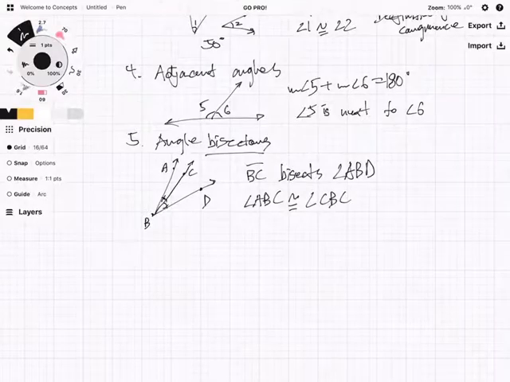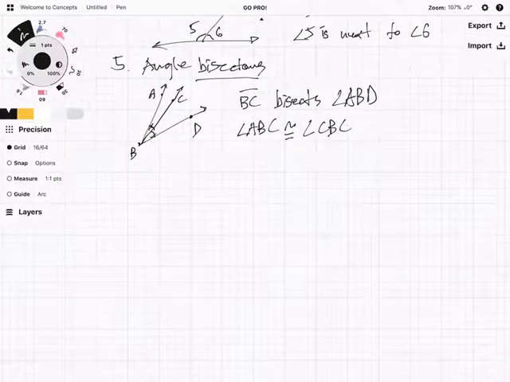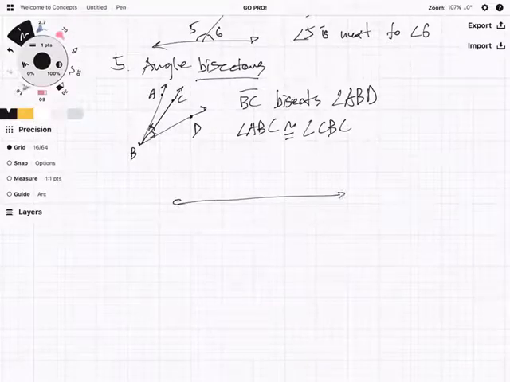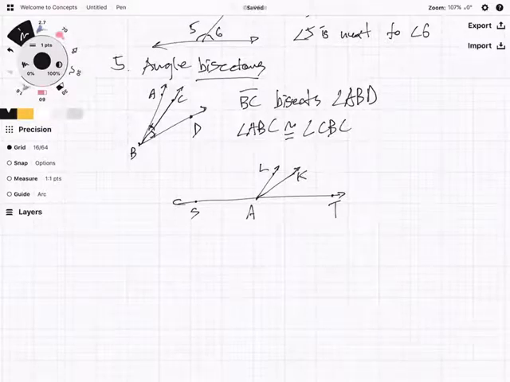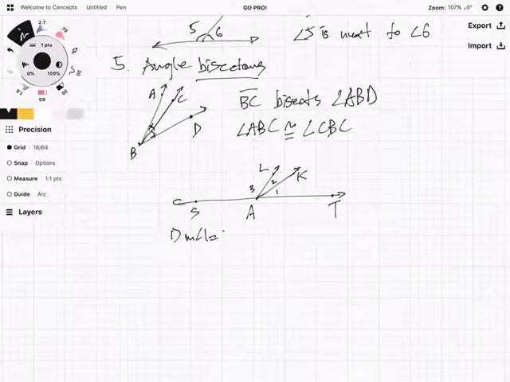And now we're going to have an interesting problem to solve. Let's say we have a line here, line ST, and then we're going to draw an angle here, an angle here. We're going to call this point L, point K and A. Call this angle 1, this one's angle 2, this one's angle 3. So for the first part of this problem, let's assume that the measure of angle 1 equals 7x plus 3, and the measure of angle 2 equals 6x plus 7.